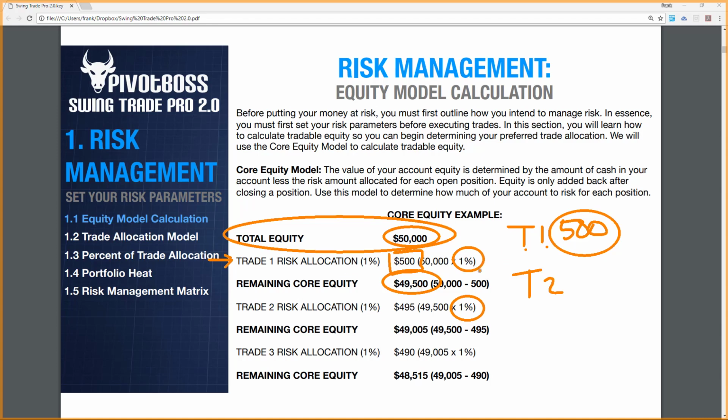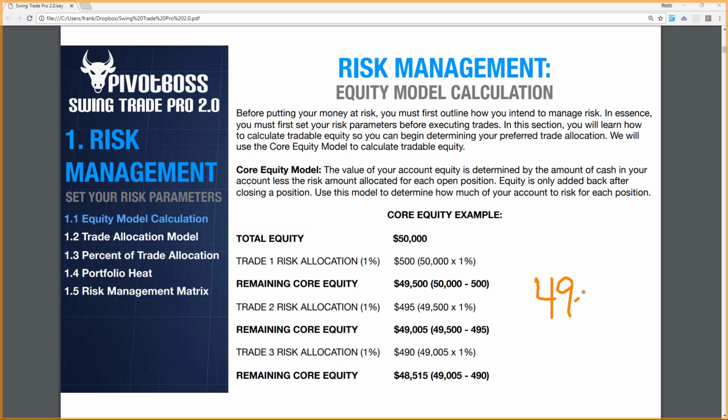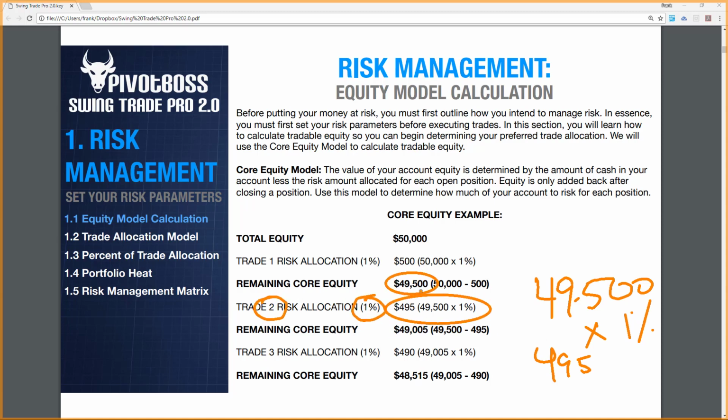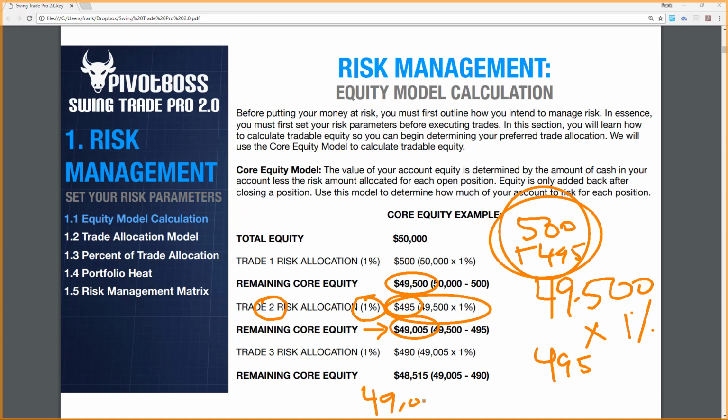So the risk portion of any open position. If you're still risking $500, subtract it from the original, and now you have $49,500 to place on the next trade, or to use a percentage of that for the next trade, times 1%, right? That gives you $495. That's right here for the next trade allocation. So trade 2 gets 1% of this core equity, and that's here. Now say you go on to trade 3. Well, now you've already got $500 plus $495 of risk. That's about $1,000, right? So you go down to a remaining core equity of $49,005.